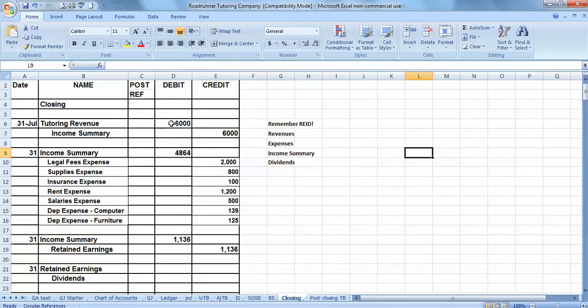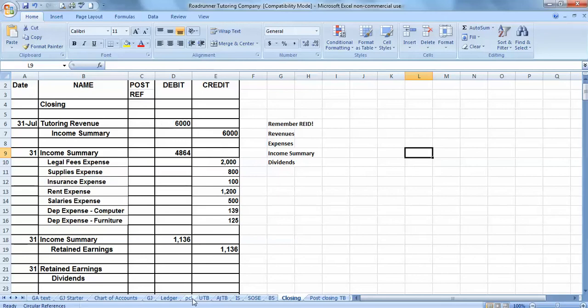We are going to put the debit to tutoring revenue of $6,000, and we're going to put the credit into a temporary account called the income summary. And doesn't that make sense? We are summarizing the income that we have moved to the retained earnings. So we debit tutoring revenue, we credit income summary.